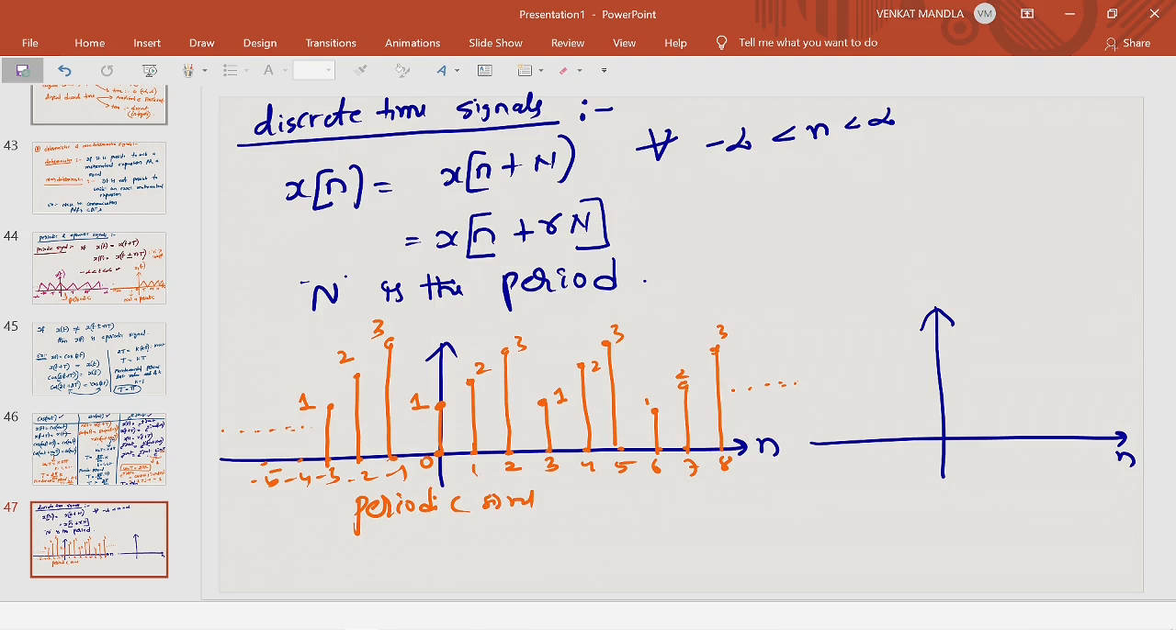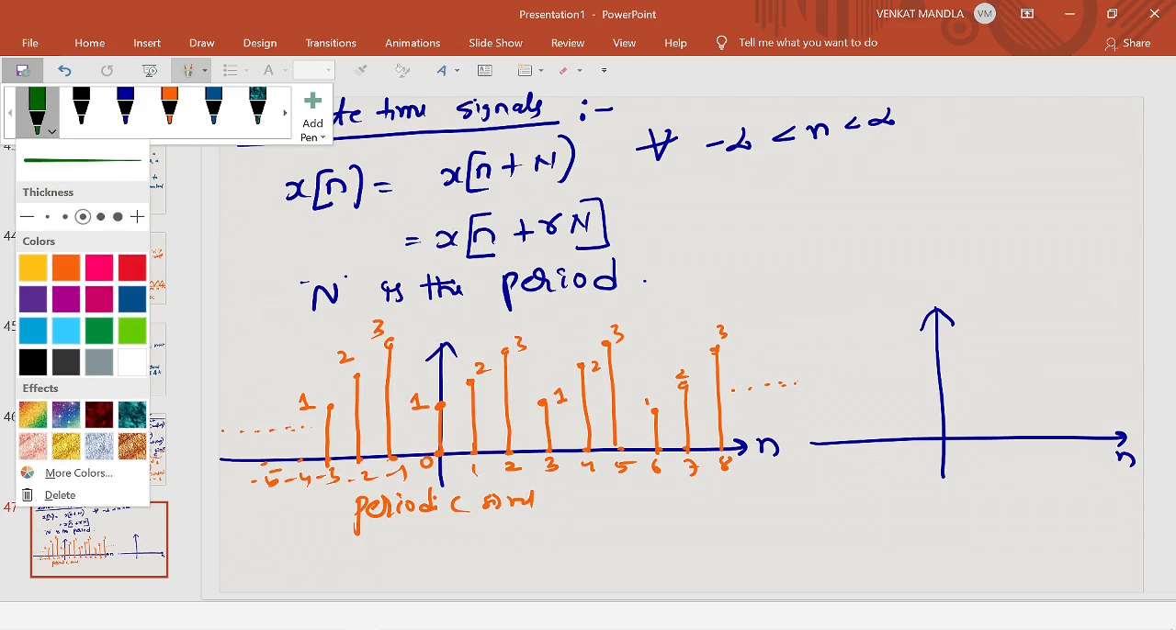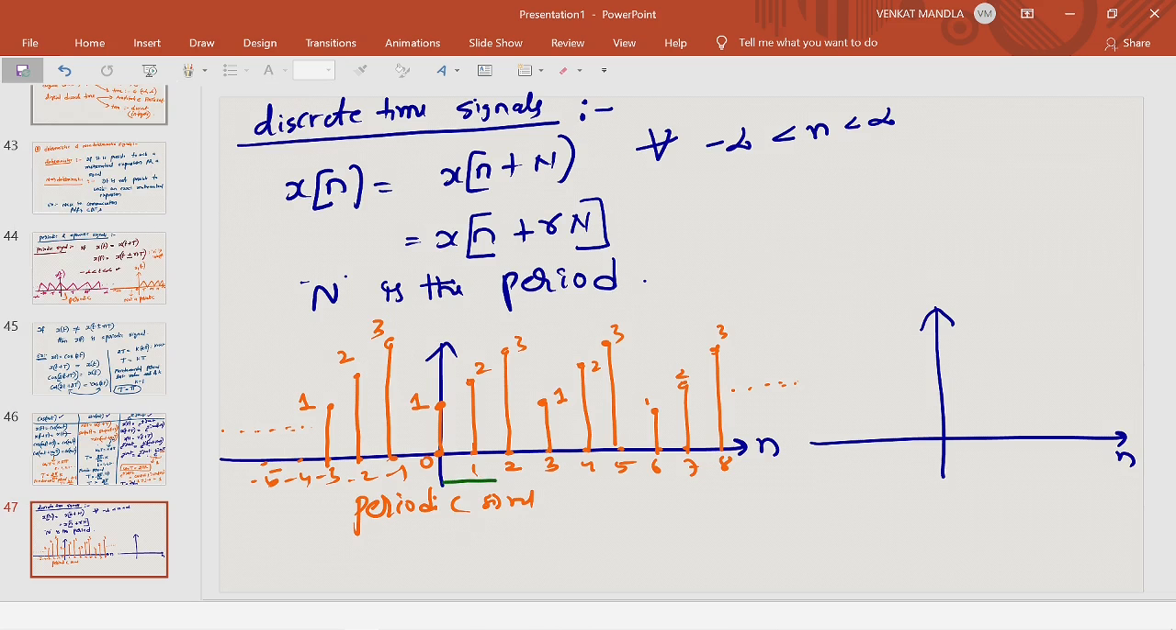Here what is the period? Okay, that is important. What is the period? This is repeating from 0 to 1, 2, and then 3 to 5. How many samples are there? Equal to 3. So the period is 3. 3 samples is the period.